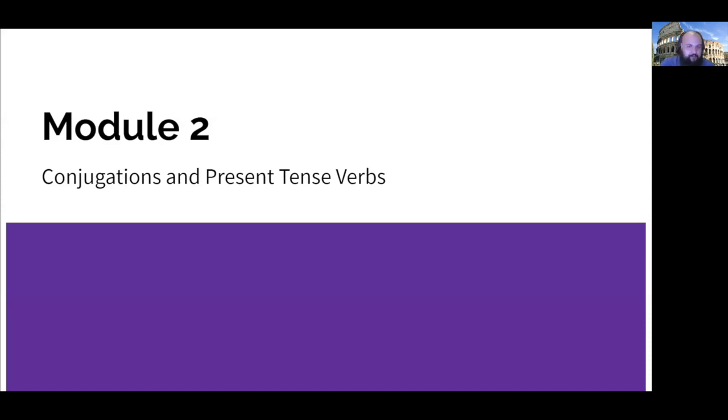So today in Module 2, we'll be taking a look at conjugation and present tense verbs. Module 1 was all about nouns. Today, we're talking all about verbs.